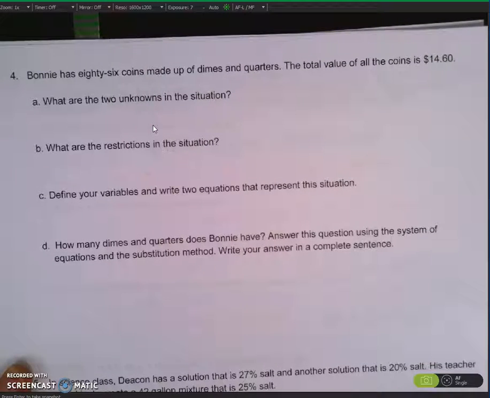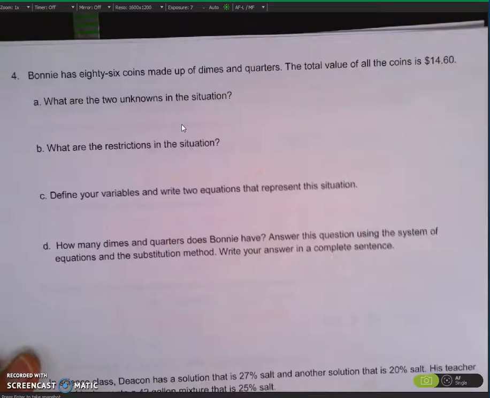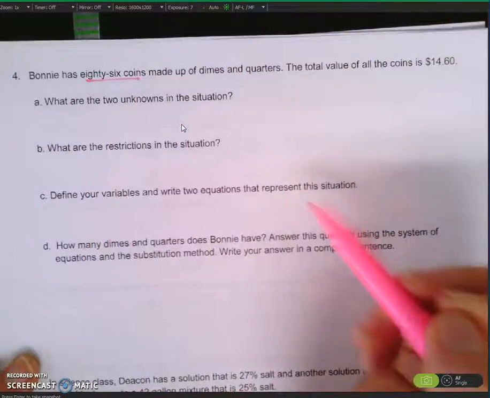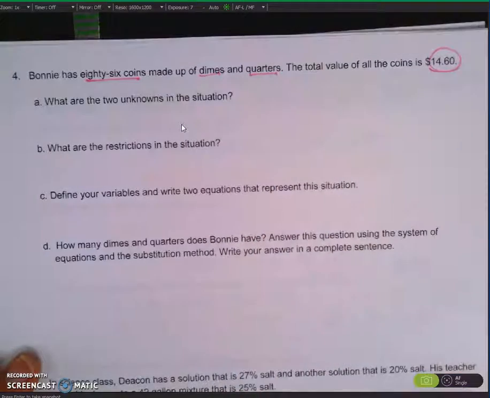Bonnie has 86 coins made up of dimes and quarters. The total value of all the coins is $14.60. Go back and underline important information in the story. What's something that's important? She has 86 coins. She only has dimes and quarters, and she has a total of $14.60.